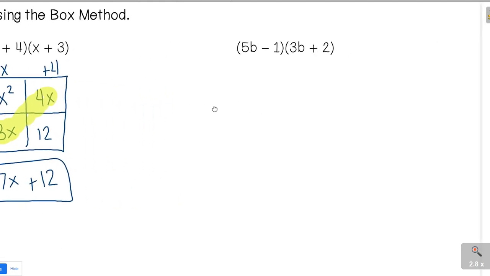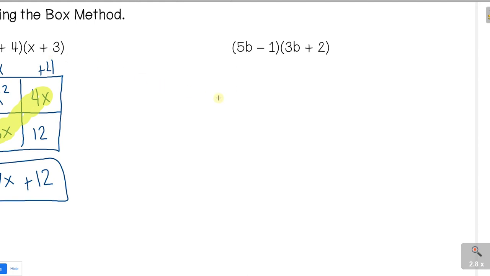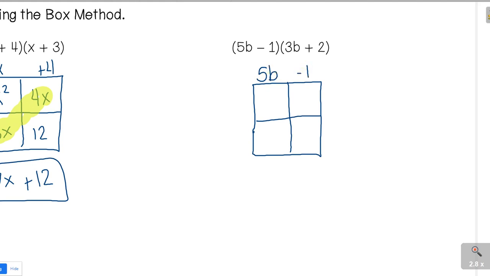Let's look at the next one here. We're doing box method again, so draw your box. It's a 2 by 2. So 5b minus 1, so 5b in the first and negative 1 in the second. And 3b in the first and positive 2 in the second.